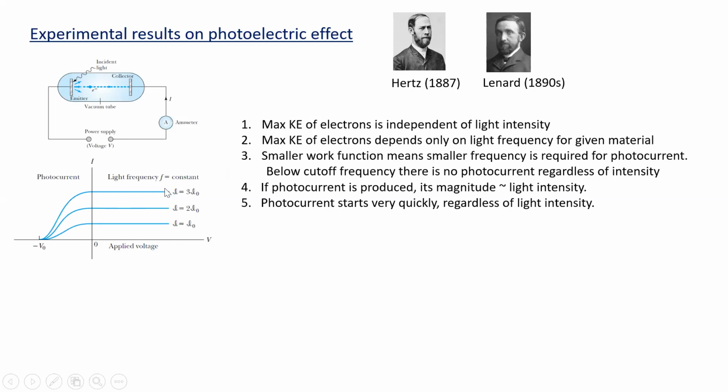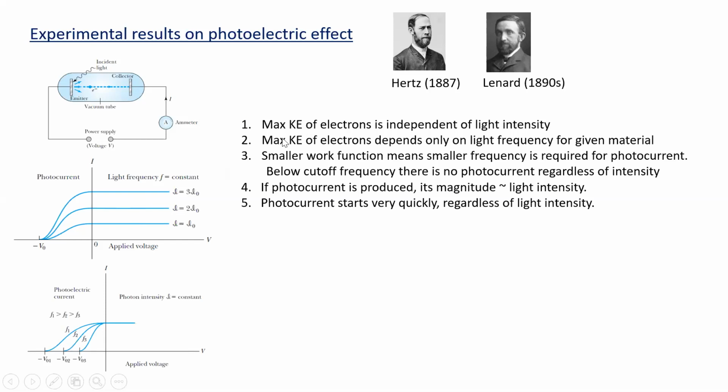So here, for the first one, the maximum kinetic energy is independent of light intensity. We can see here for a given frequency, for intensity 1, 2, and 3 times some multiple, we find that the photocurrent goes to 0 at the same back voltage, which indicates that the maximum kinetic energy, which is related to that back voltage, is the same regardless of intensity.